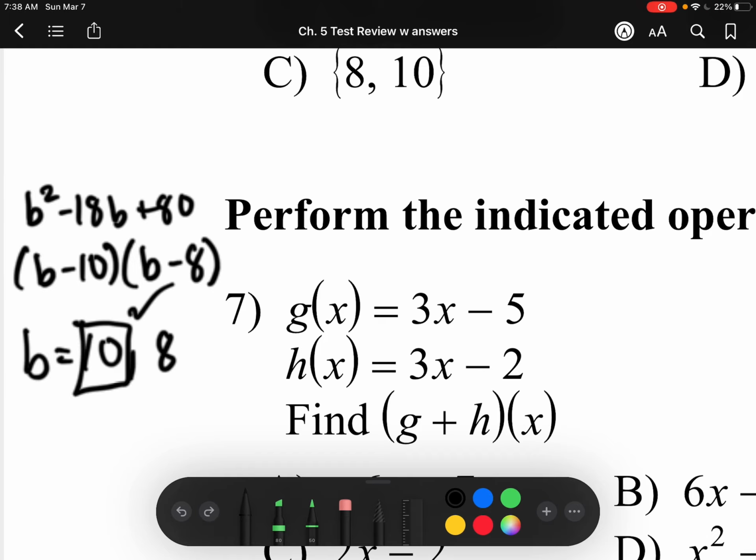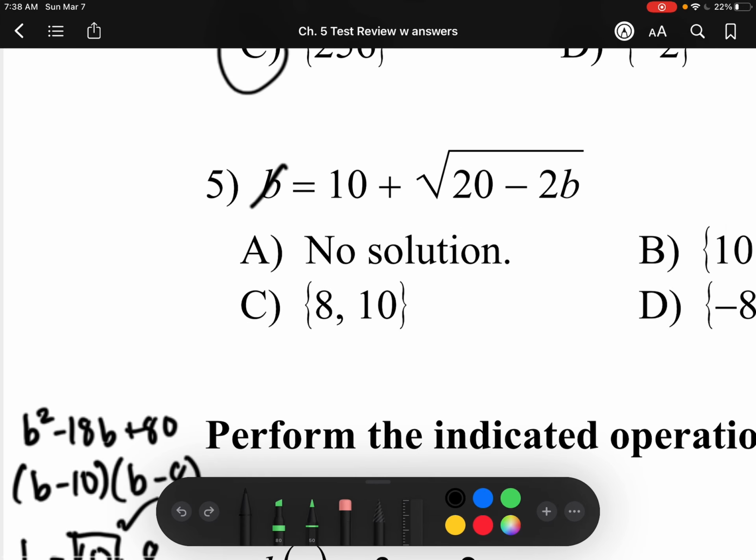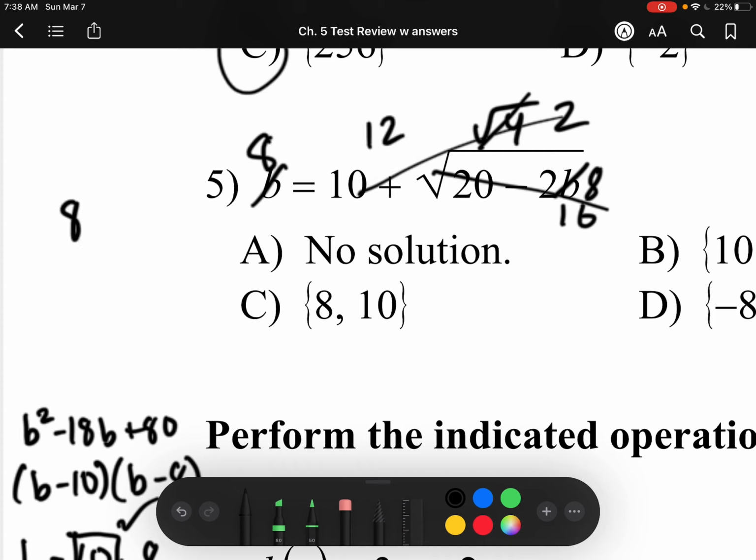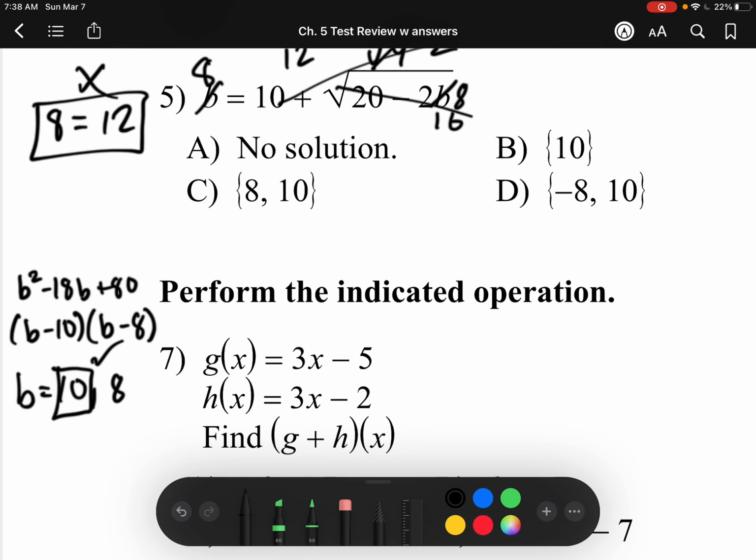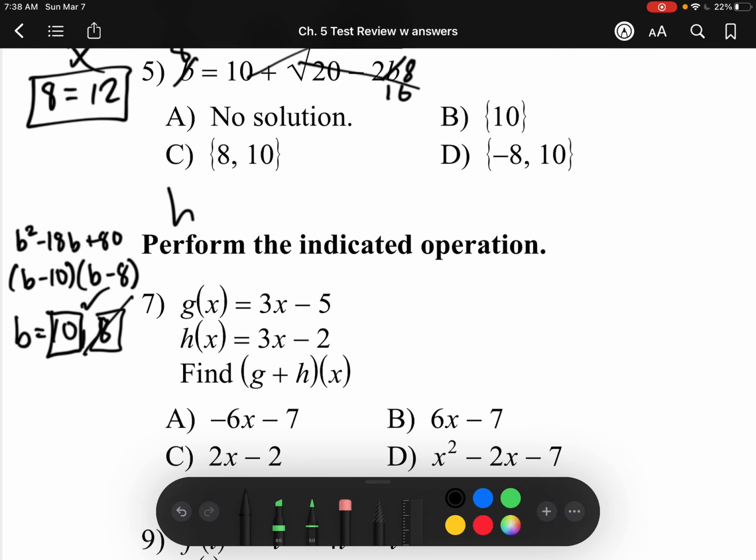Next, I'm going to plug in 8 for the b's, right? So I get 8 is equal to 10 plus the square root of 20 minus 2 times 8. So 2 times 8 is 16. So I have 20 minus 16, which is 4. So this becomes the square root of 4, and I know that the square root of 4 is 2, right? So I get 8 is equal to 10 plus 2. 10 plus 2 is 12. So I end up getting 8 is equal to 12, which is not true. So that means that 8 is not a solution. So my only solution is 10. So that means that b is equal to 10, which is answer B.